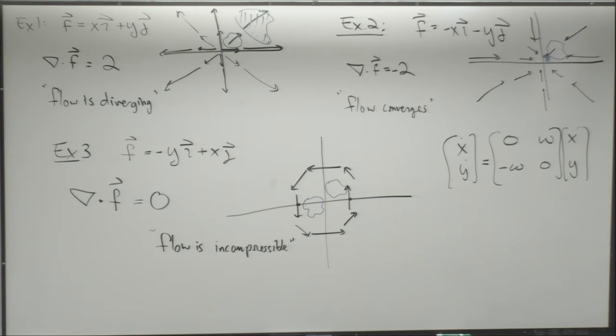So finally, we're going to talk about the curl. So why are there just 3 of these operators, div, grad, and curl, that we normally talk about?